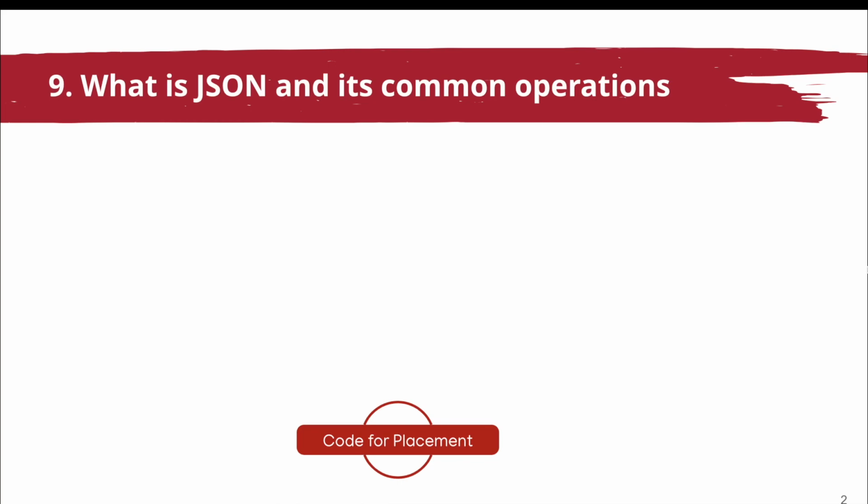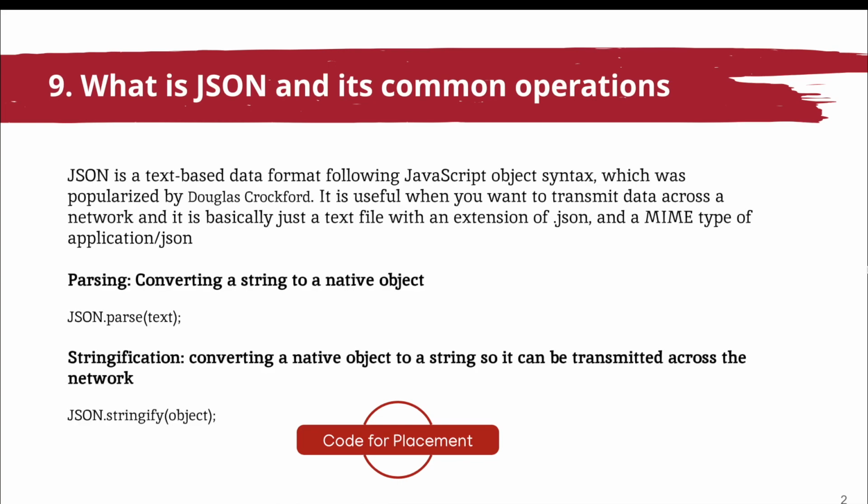Ninth question is, what is JSON and its common operations? JSON is a text-based data format following JavaScript object syntax, which is also used for transmitting data across a network. Basically it is a text format. For parsing, meaning converting a string into a native object, we have JSON.parse(text). And if we have to convert a native object to a string so it can be transmitted across the network, we have JSON.stringify(object).